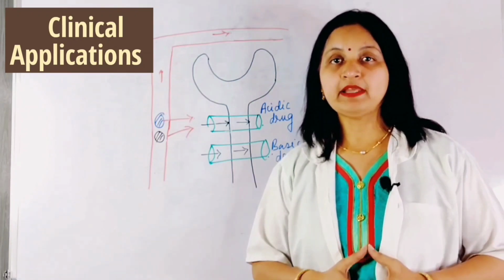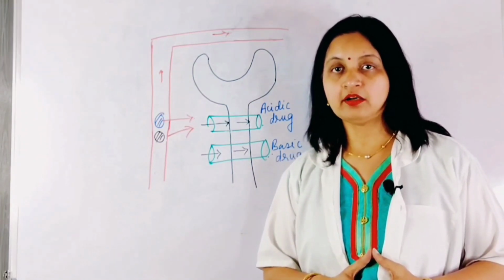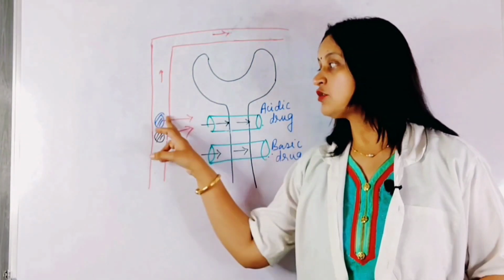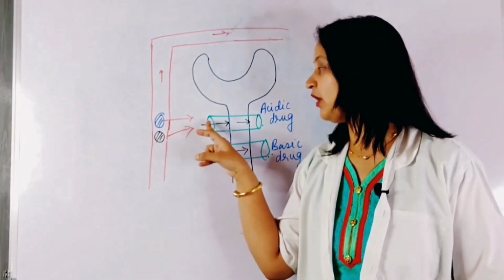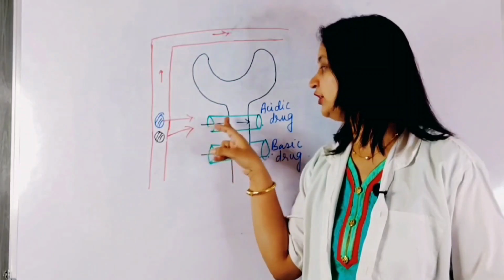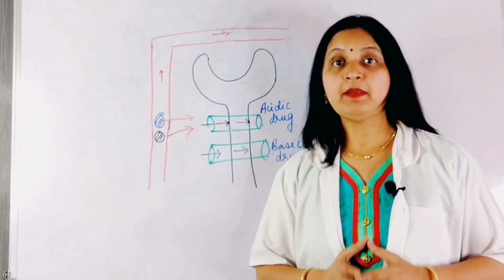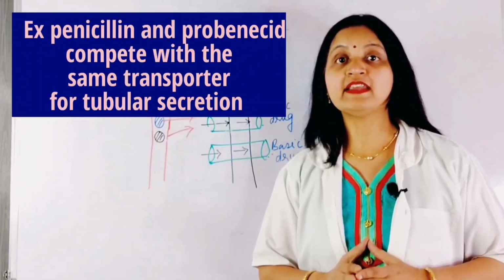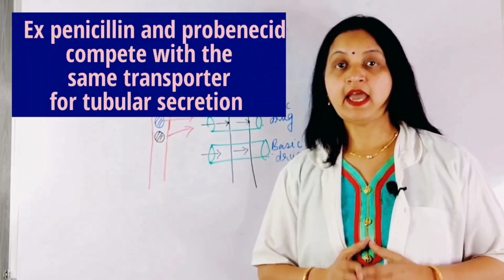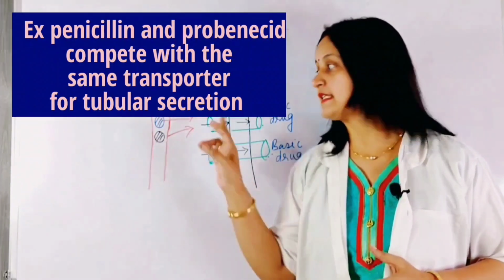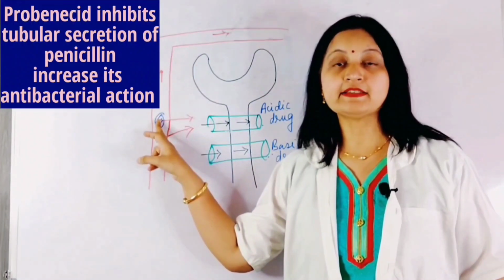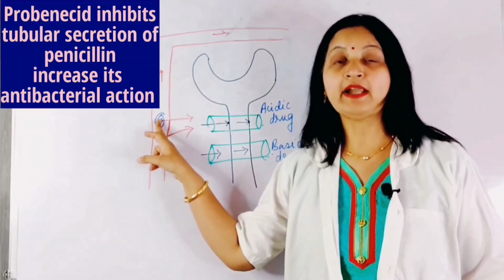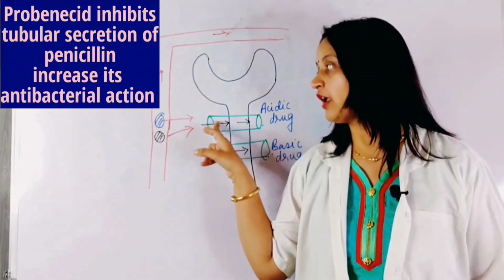Some of the clinical applications of tubular secretion are, for example, drugs with same physiochemical properties compete with the same transporter for secretion into the tubular lumen. Example, penicillin and probenecid have same physiochemical properties and compete with each other for the same transporter. So probenecid is a weakly acidic drug and it has high binding affinity for the carrier transporter.